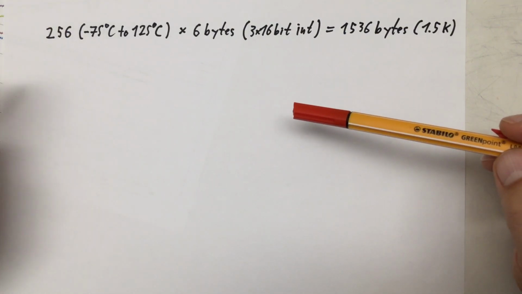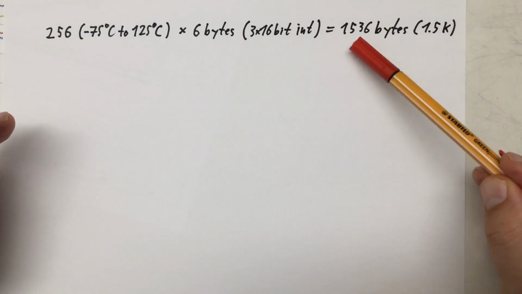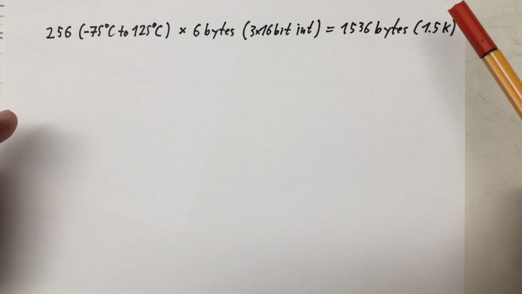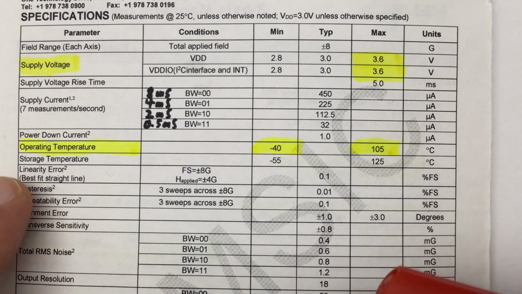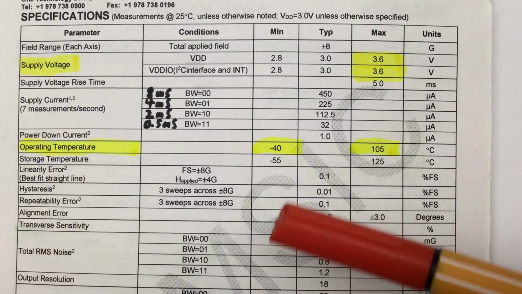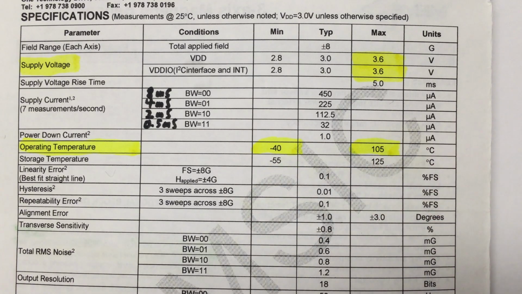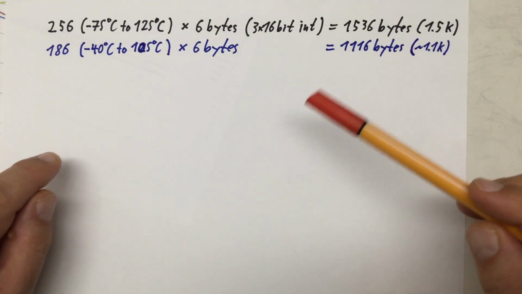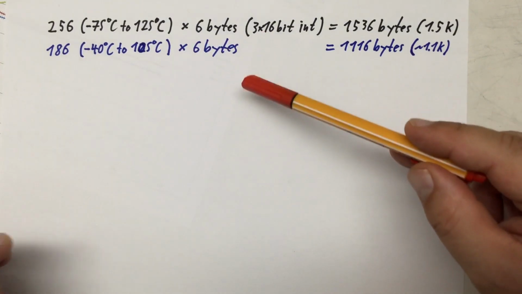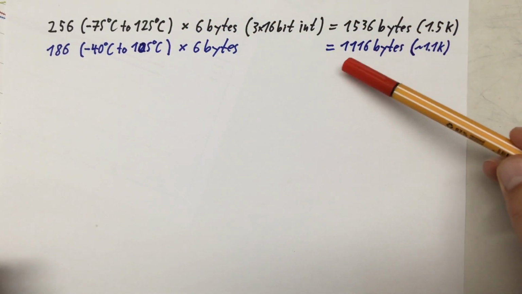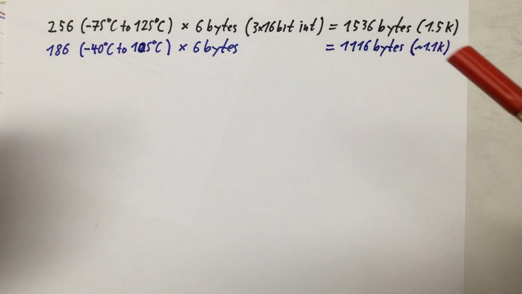We need 256 times 6 bytes, so 3 16-bit integers, so 1536 bytes or 1.5 kilobytes. That's a lot. However, the operating temperature range of our chip is only from minus 40 to plus 105 degrees Celsius. And a temperature compensated offset table for that would only need 186 entries, and that would leave us, times 6 bytes, at about 1116 bytes, so a little less than 1.1K. That's better.